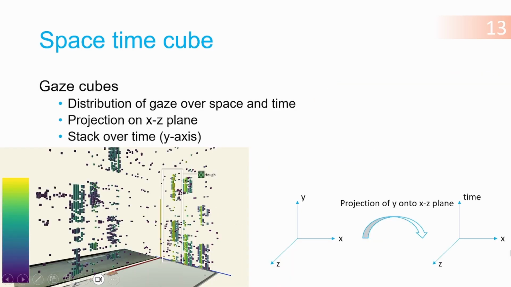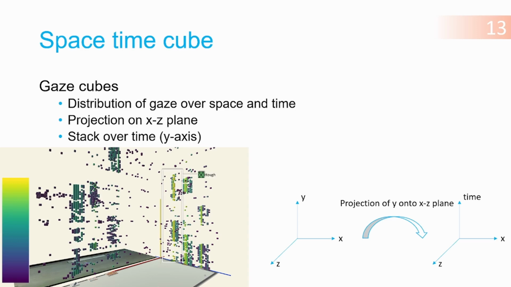The gaze cube visualization shows the gaze distribution of the participants over space and time. Since the y dimension is replaced by time in the space-time cube, we decided to project each fixation of the participants onto the xz plane and stack the fixations over time along the y-axis. Thereby, the information on the vertical axis gets lost in the space-time cube visualization.